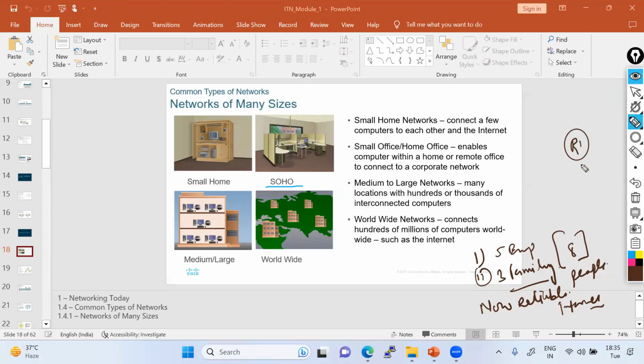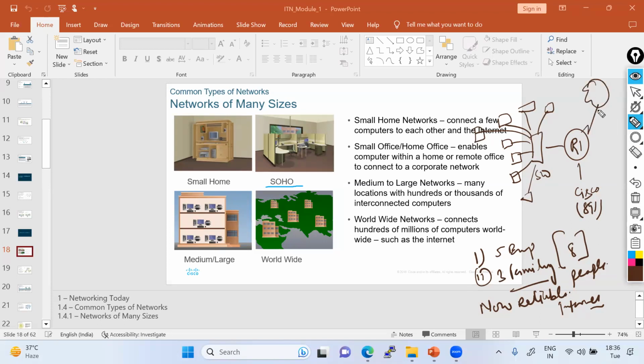So you bring a router from Cisco, a very small one, like the 891, which is one of the small Cisco routers, and connect a switch here. That is again small, and connect all 8 PCs to the switch via LAN cable. It's again very small. One switch is going to solve the purpose, and one router is going to solve the purpose.